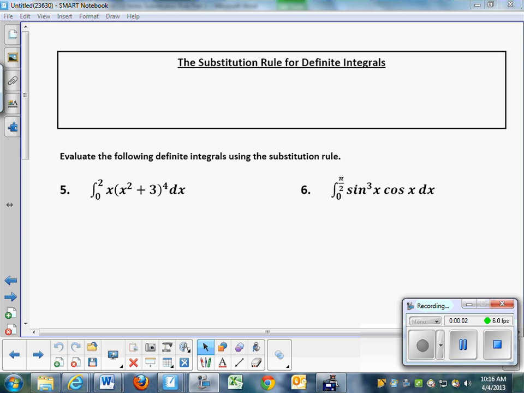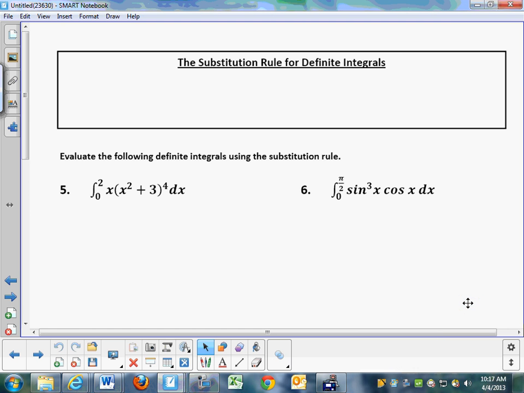I want to warn you guys that this is not super. Here we go.